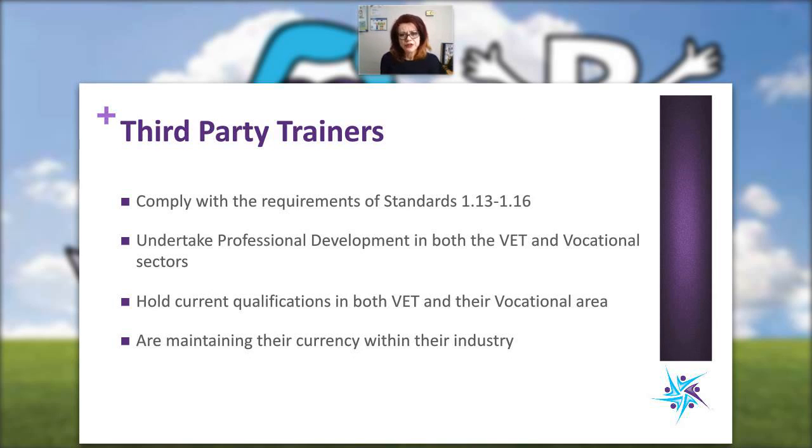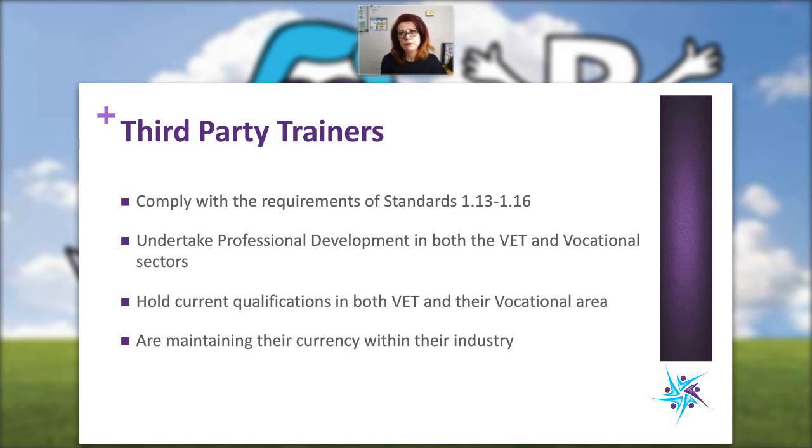Third-party trainers. Now, there can be a range of different third-party trainers that you may have in place. So you might have a third-party trainer who is a contractor to your RTO, but they're not actually part of the recruitment process of the students. That's a bit different. They should be complying with the standards anyway and your policies and procedures as a contractor.